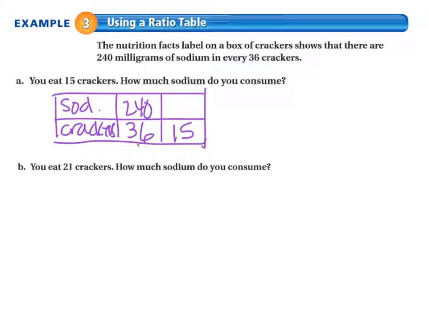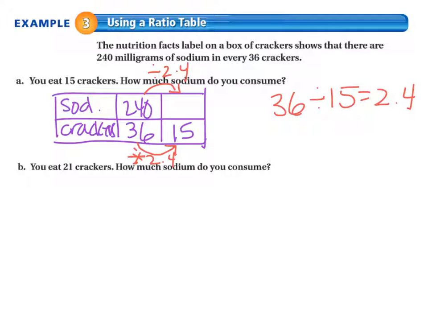So, from here to here, I had to punch this into my calculator, but I know that 36 divided by 15 is 2.4. So to go from 36 to 15, I would have to divide by 2.4. So if I do it to the bottom, I have to do it to the top. So 240 divided by 2.4 is 100. So I consume 100 milligrams of sodium.